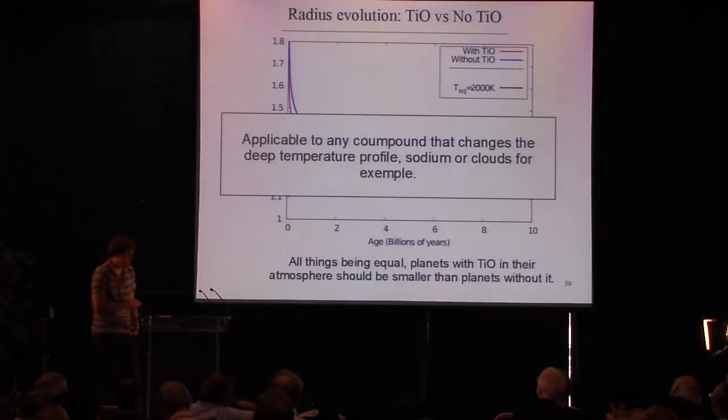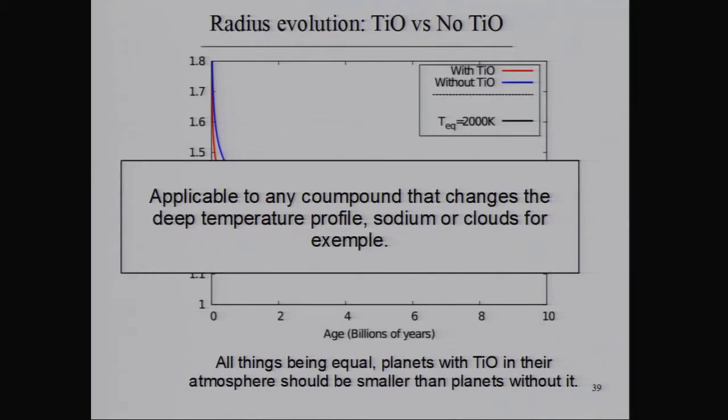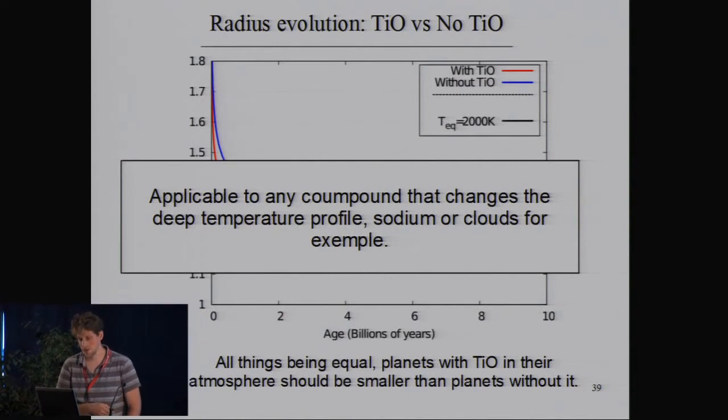And I'm saying that about TiO, but this is definitely applicable to any compound that will change the deep temperature profile. So sodium, for example, might be an interesting example to look at, and clouds would definitely change the deep temperature profile of a planet.